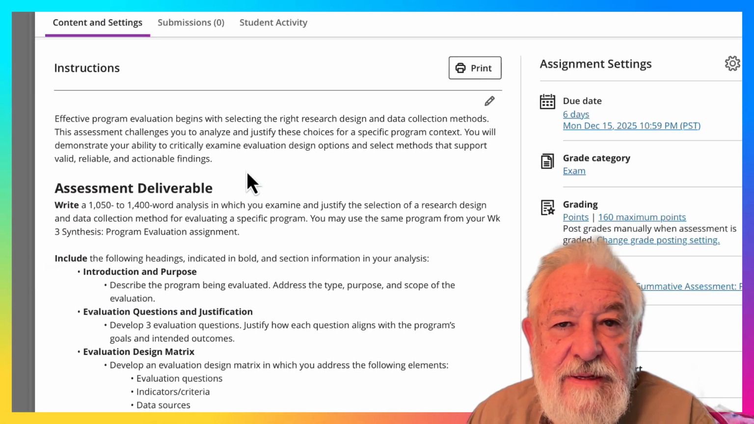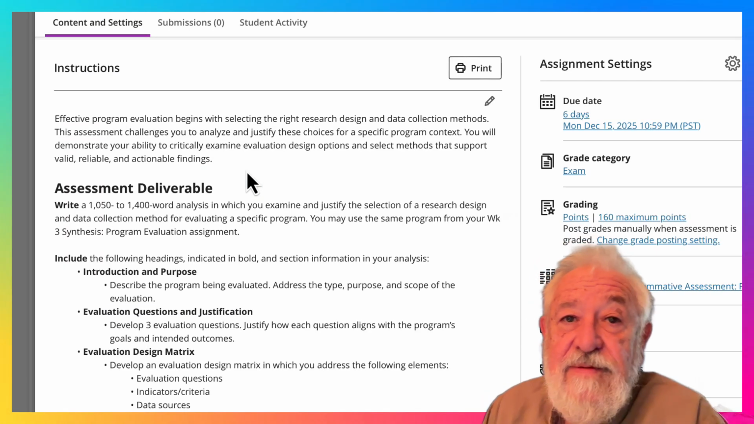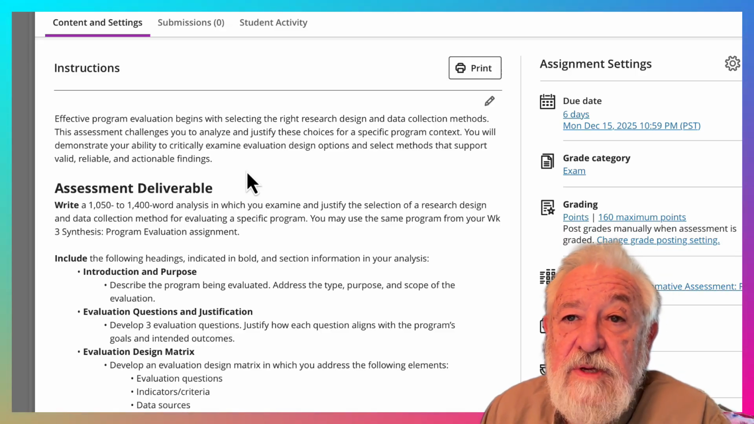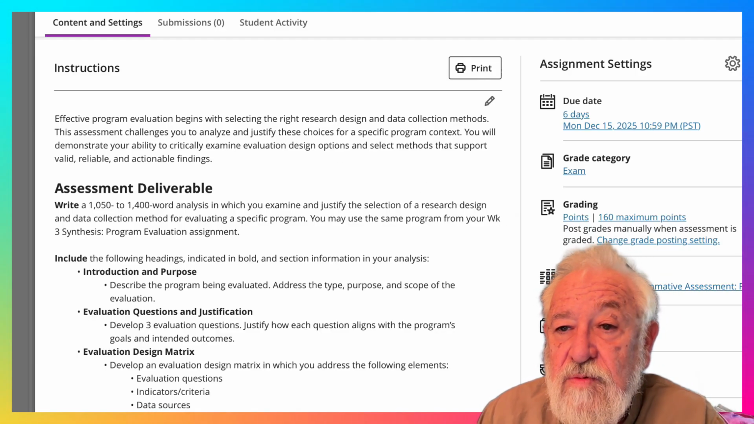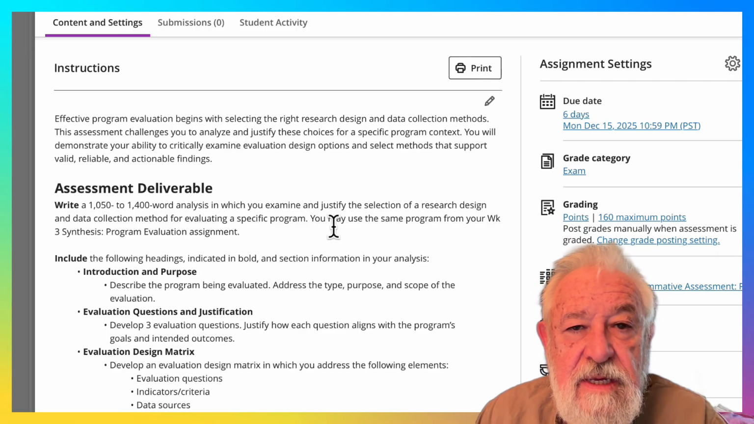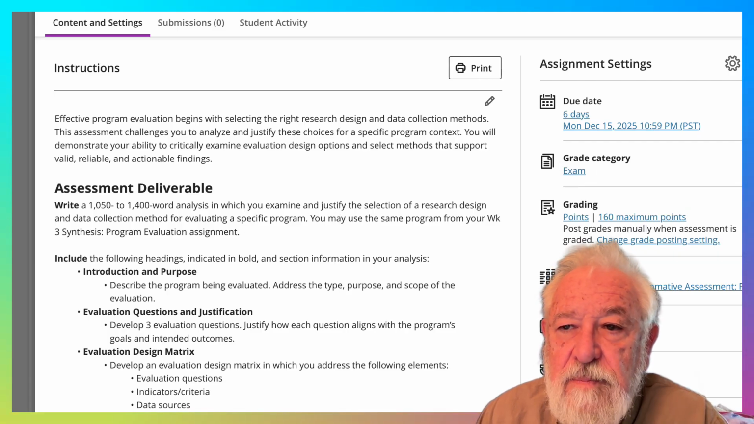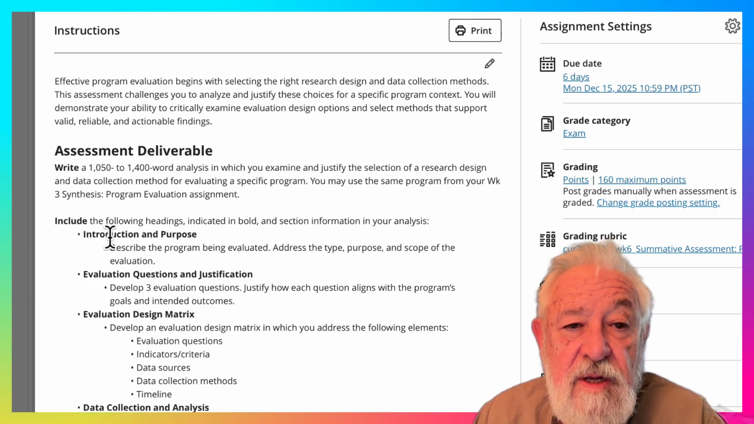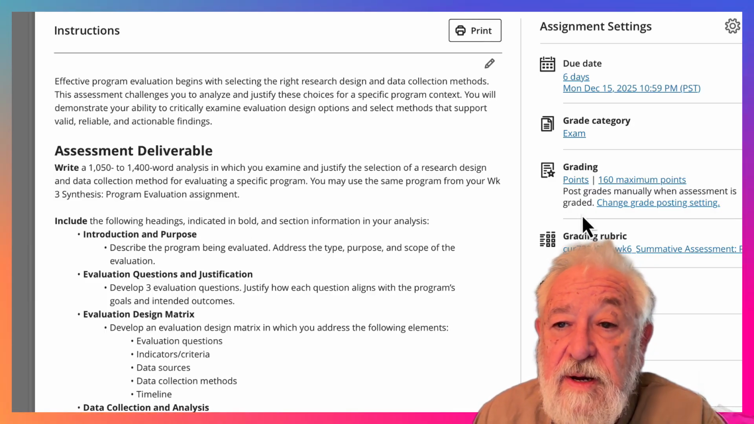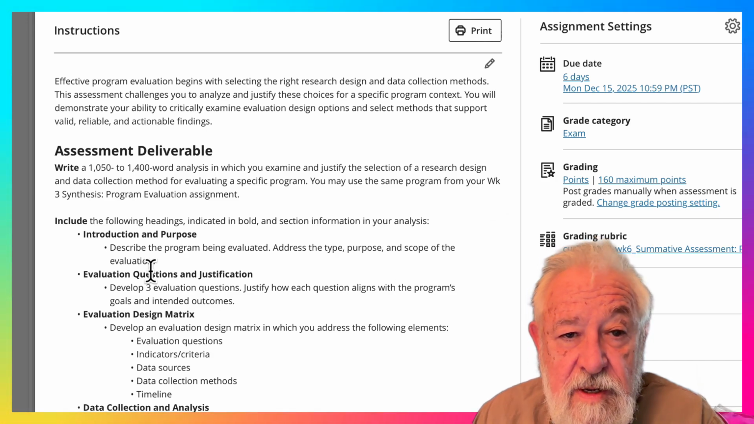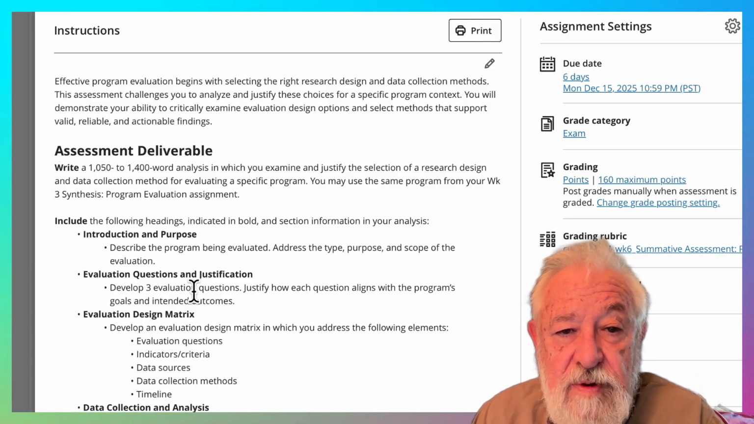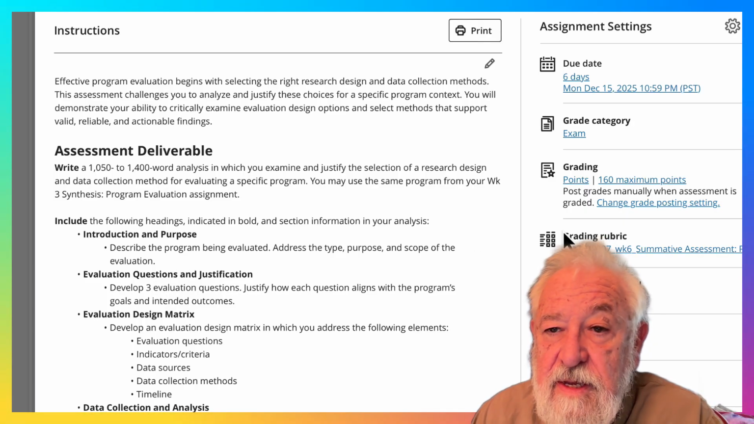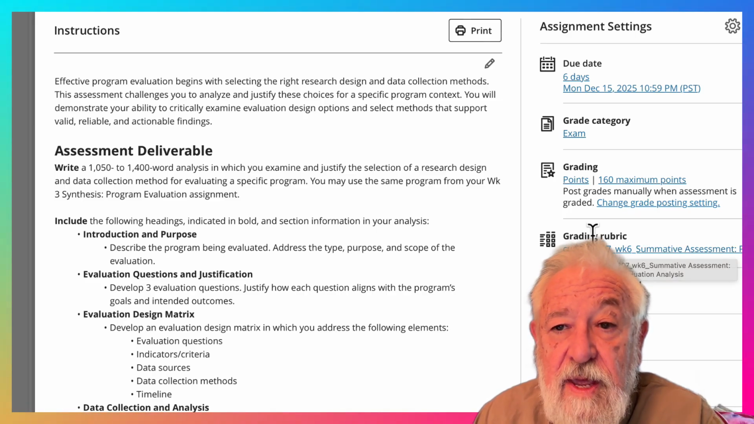Okay, so the summative assessment for week 6 is 160 points. It does have a rubric. Okay, check the rubric out, the grading rubric. And this one is pretty aligned for you. It's a paper, and it tells you specifically here are your headers. One header is for introduction, and in your grading rubric there are points for introduction and purpose. Then evaluation questions and justifications. Develop 3 evaluation questions and justify them. In your rubric, of course, there are points for that if you fully do that.